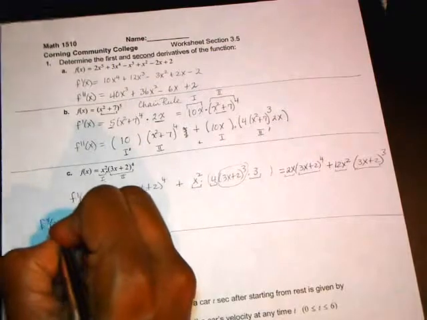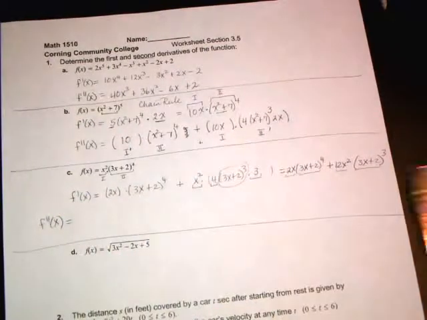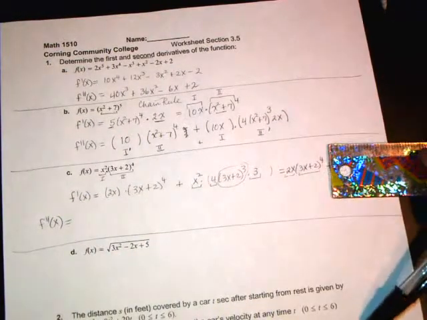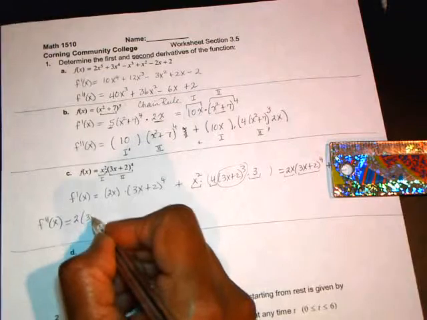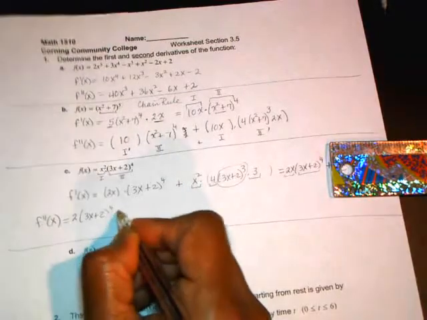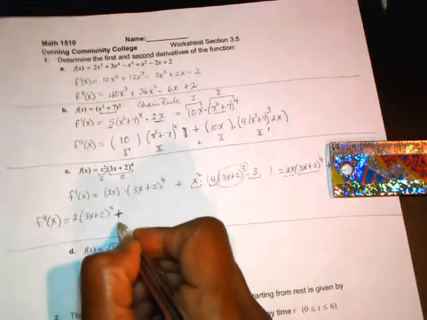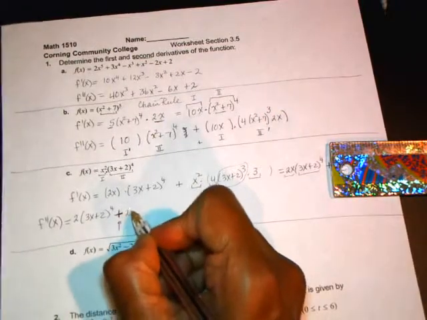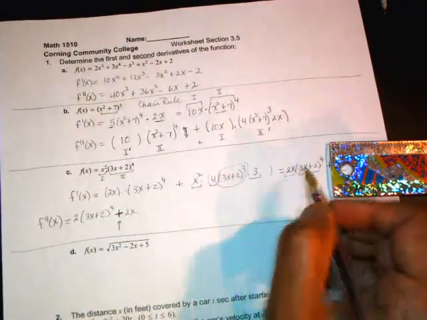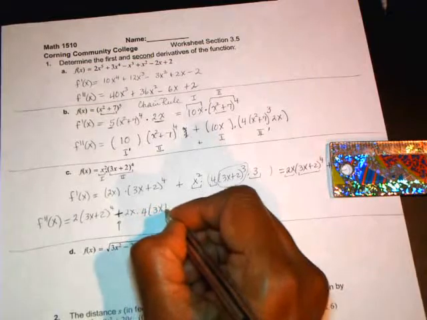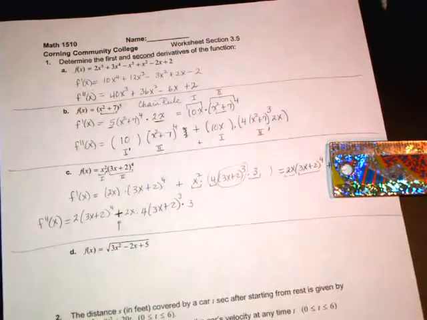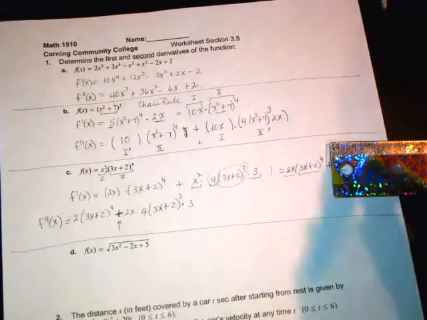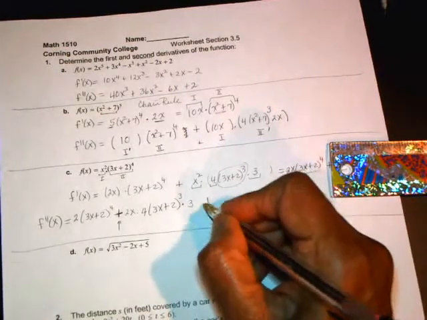So f double prime of x. I'm going to cover up the second part. Let's not even look at it right now. Let's just do this part. The derivative of 2x is 2. Keep the second as is, plus, product rule has a plus in it. Keep the first. The derivative of the second, the 4 comes down, 3x plus 2 gets cubed, times, go inside, chain rule, get a 3. So we're done with this. I'm going to put a big plus.